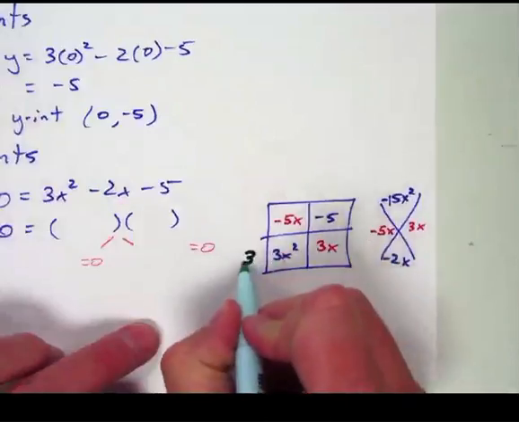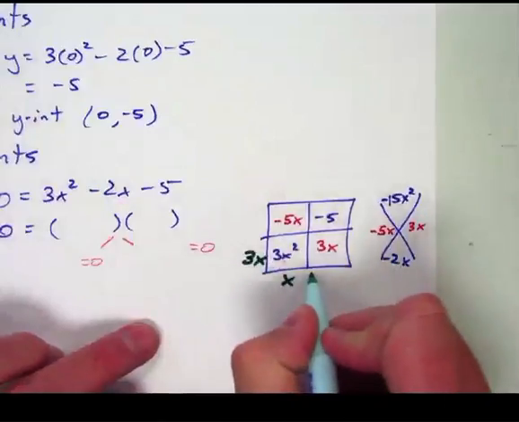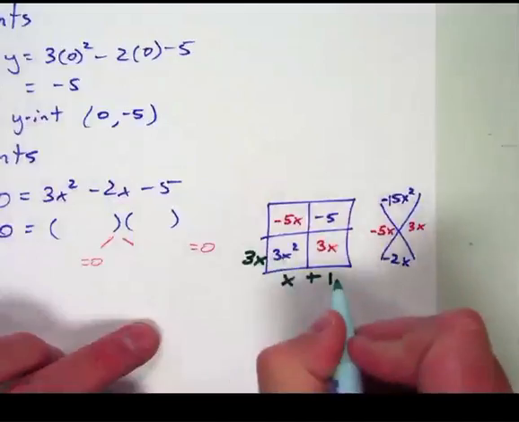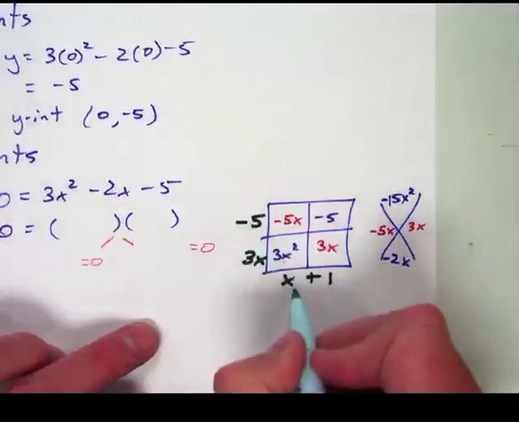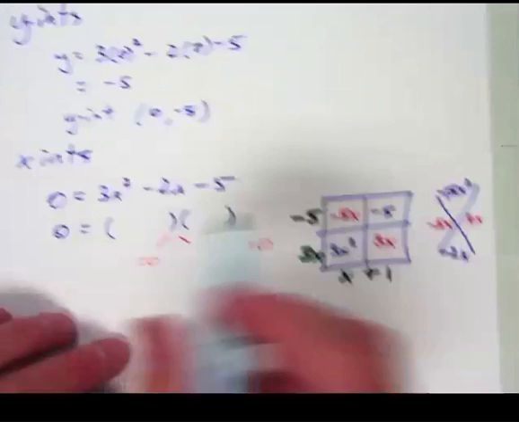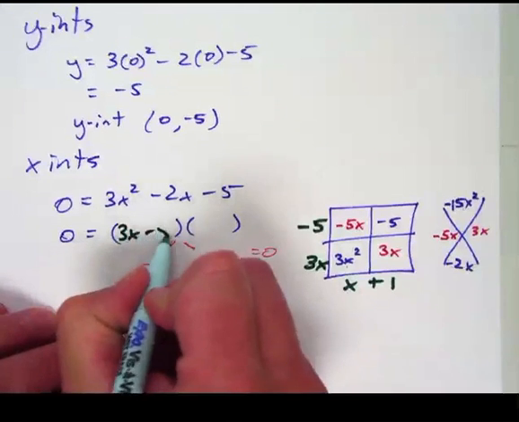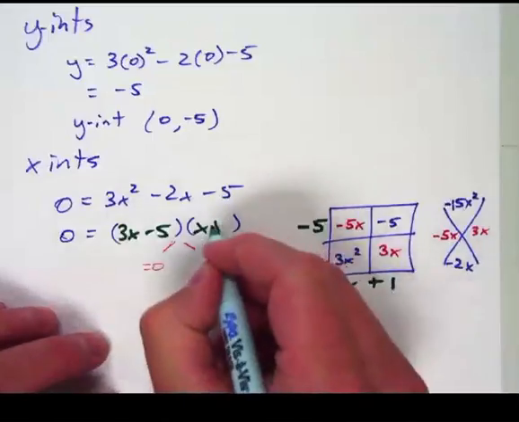The dimensions would be 3x times x makes 3x squared. Then this would have to be plus 1, because that's the only way that will work. If that's the case, then this would have to be negative 5. Negative 5 times x is this. Negative 5 times 1 is negative 5, and that all works. So our two factored parts are 3x minus 5, because that's the dimension of this side of your generic rectangle, and x plus 1 over here.